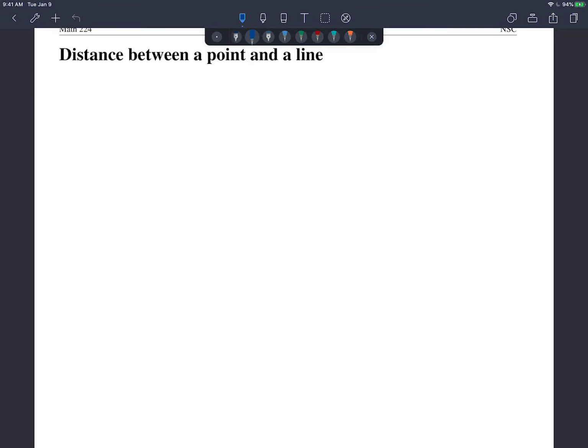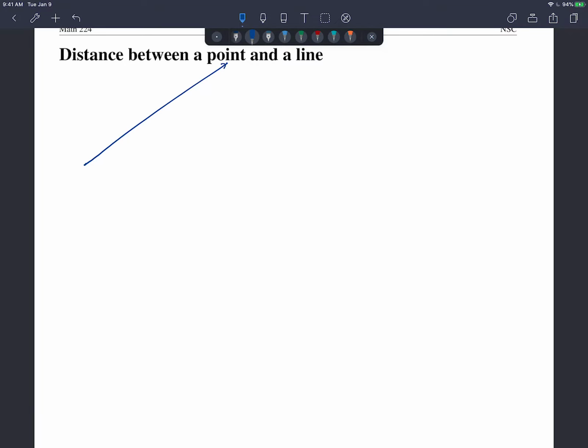Hi, so in this video we're going to find the distance between a point and a line in R3. And to do that we're going to use the cross product. So let's see, what do we mean by the distance between the point and the line? Of course we mean the perpendicular distance, right?